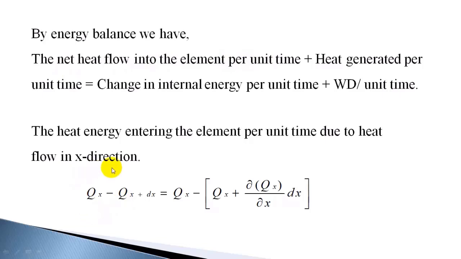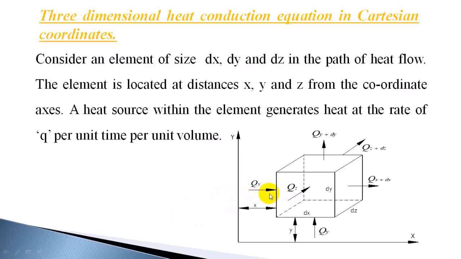Now let us consider the x direction. The net heat flow into the element as a result of heat flow in the x direction will be the heat flow entering minus the heat flow leaving. So net heat flow in the x direction is Qx minus Qx plus dx. Similarly, net heat flow in the y direction is Qy minus Qy plus dy, and in the z direction is Qz minus Qz plus dz.